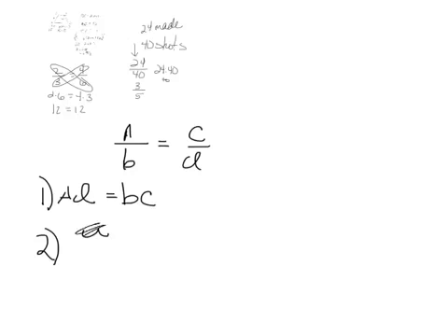I gotta cross that off. You can flip it over. B over A equals D over C. This is really handy when you get in the following scenario.